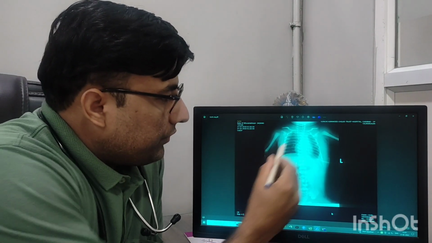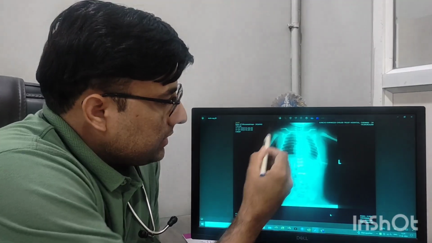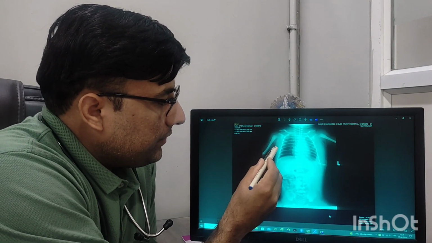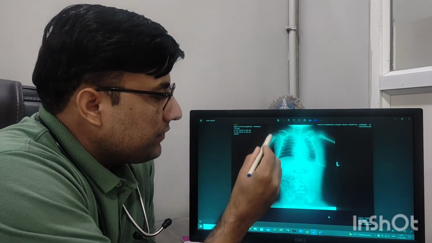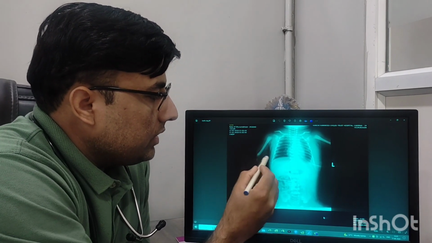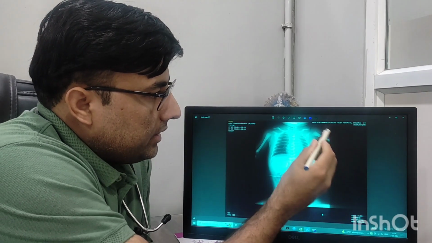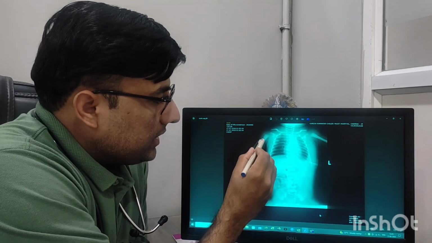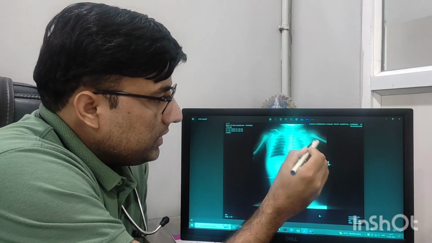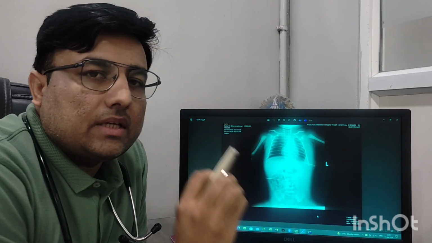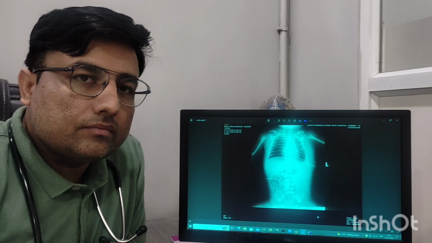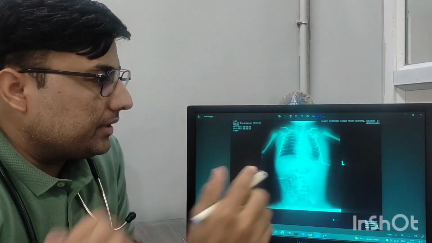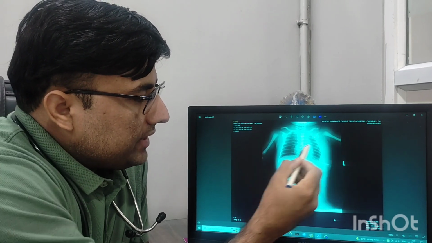Next, we will comment on the soft tissues. These soft tissues are the subcutaneous tissues. What will we see here? We can see that if edema is there, this soft tissue shadow will become bigger. So edema we can see in this. Second, if some hyperlucent shadows are there in between the soft tissues, means subcutaneous emphysema is there. So we are going step by step so that we do not miss any point. So we are going more inside.